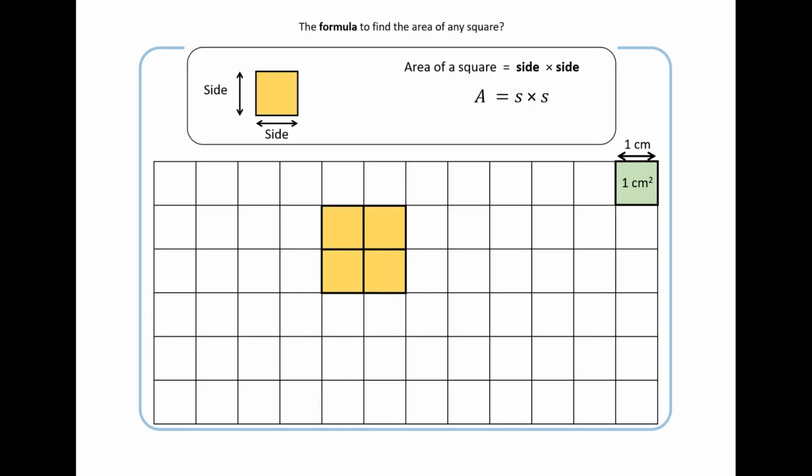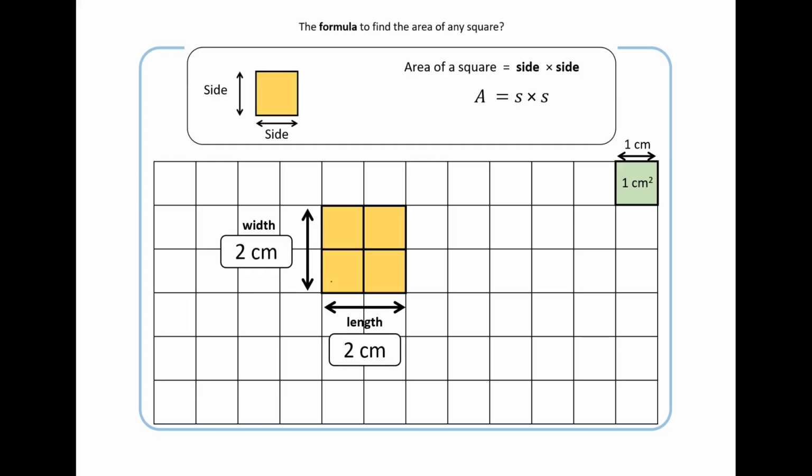Hi class, in this video we're going to be talking about how to find the area of a square, rectangle, parallelogram, and triangle. So let's start with a square. To find the area of a square, I'm just going to compute side times side. In this case here, my two sides are going to be 2 centimeters and 2 centimeters.